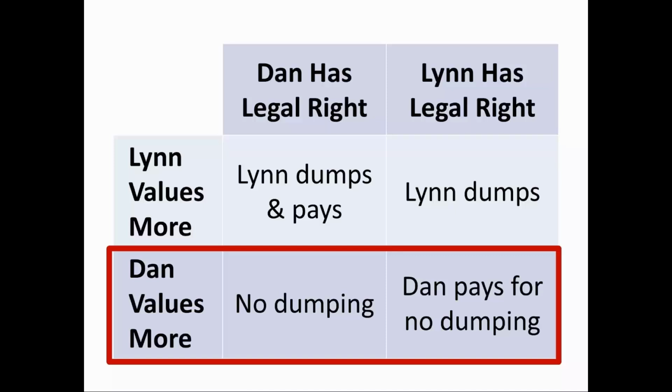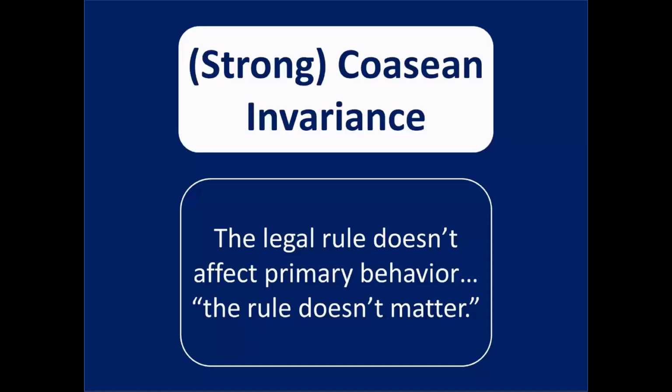Notice what this analysis suggests. The legal rule doesn't affect whether dumping occurs or not. There's no change in behavior. The only difference is in who pays whom to reach that outcome. We'll call this a strong form of Coasean invariance.